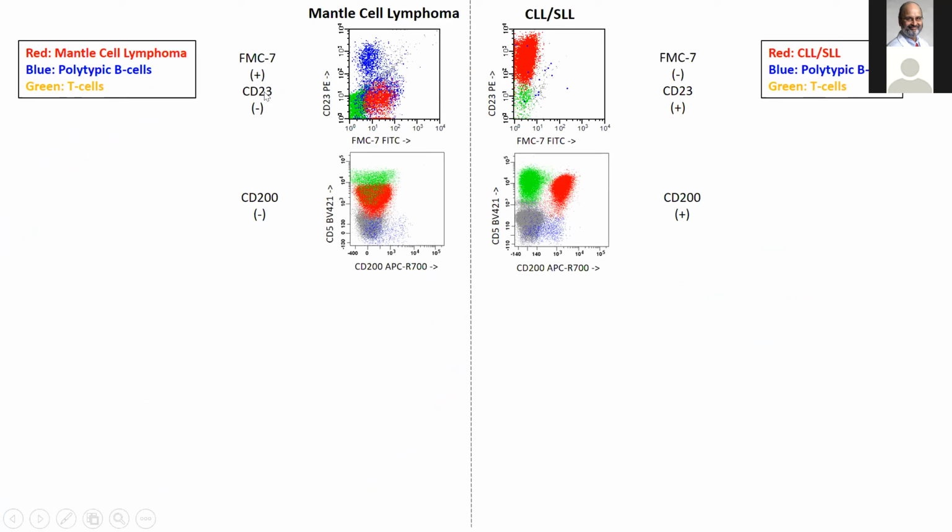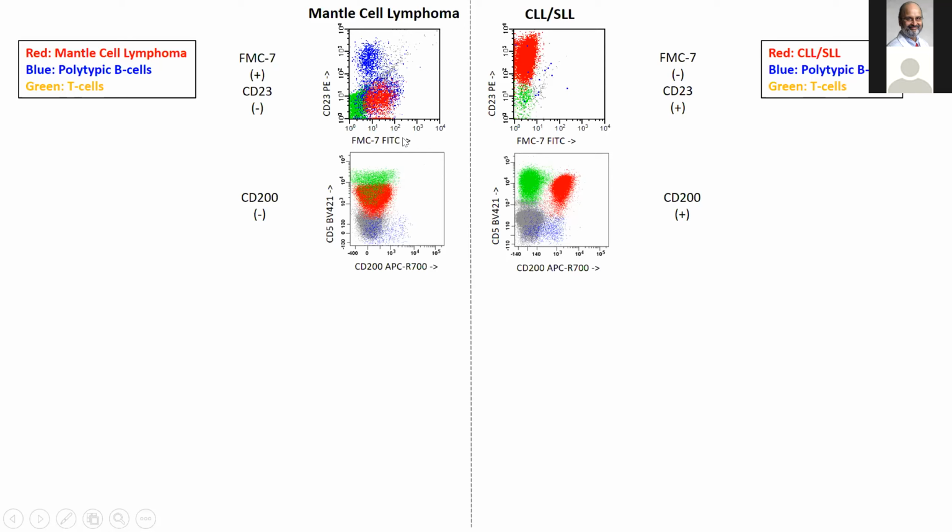If we're going to use CD23, we like to use it in combination with FMC7. This is what we used to do historically in our lab. We added on CD200 to that, and we were looking at all three markers for a while, and then we went ahead and got rid of FMC7 and CD23, and now just use CD200 in our laboratory. You can see here that mantle cell lymphoma is going to characteristically show positivity for FMC7 and negativity for CD23, whereas CLL/SLL will be positive for CD23, but negative for FMC7.